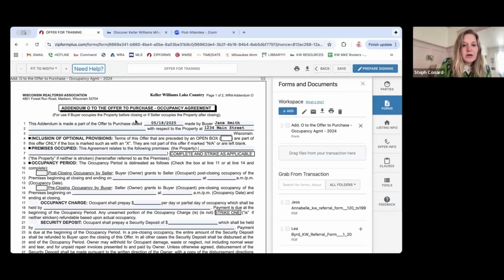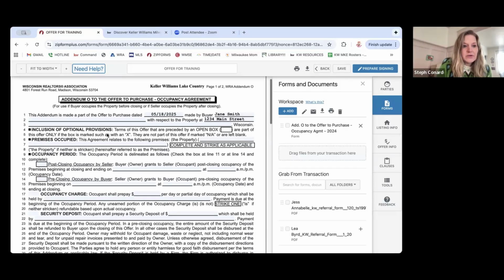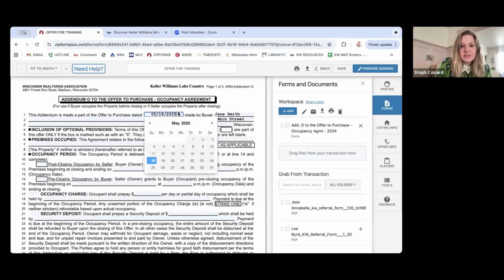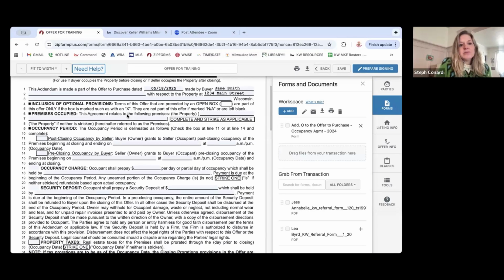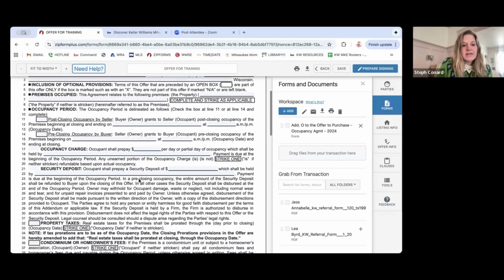So the addendum O looks like this. So again, starting at the top, this should all look familiar. You're going to put in the date of the offer, the buyer's name, and the address. We've seen this verbiage before where it's including of optional provisions. So just a reminder that if it's an open box, it's not a part of the offer unless there's an X or an NA.